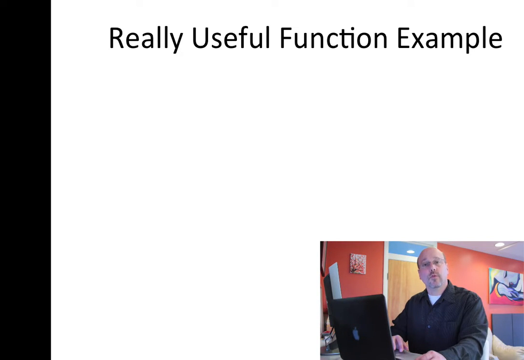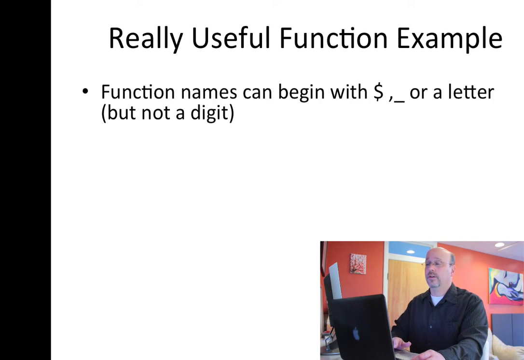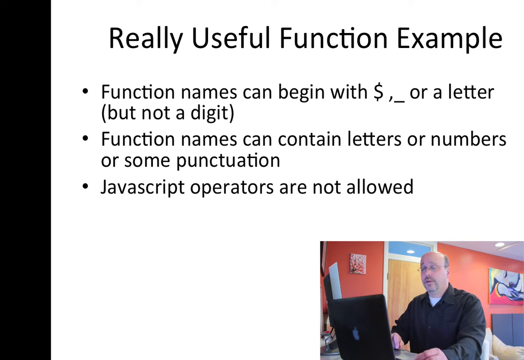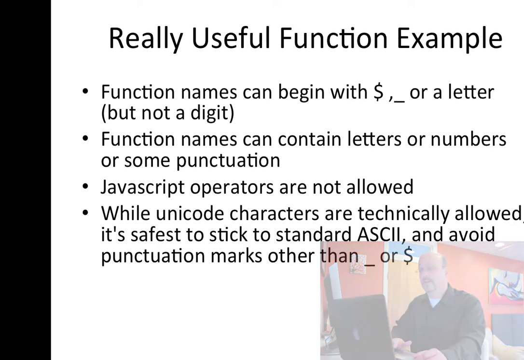We're going to look at some of the rules and conventions around JavaScript function naming, and then look at a really cool example that you might recognize of a function with a distinct name. So function names can begin with a $, an underscore, or a letter, but not a digit, just like variable names. They can contain letters or numbers, or some punctuation. Punctuation marks like the hyphen, the plus sign, the slash, anything that's an operator in the JavaScript language cannot be used in a function name.